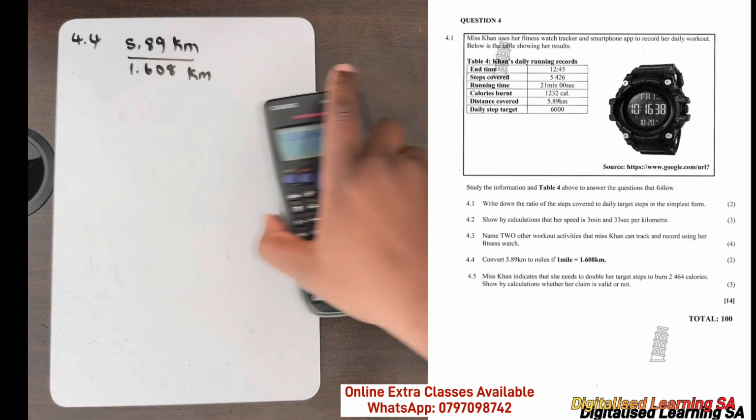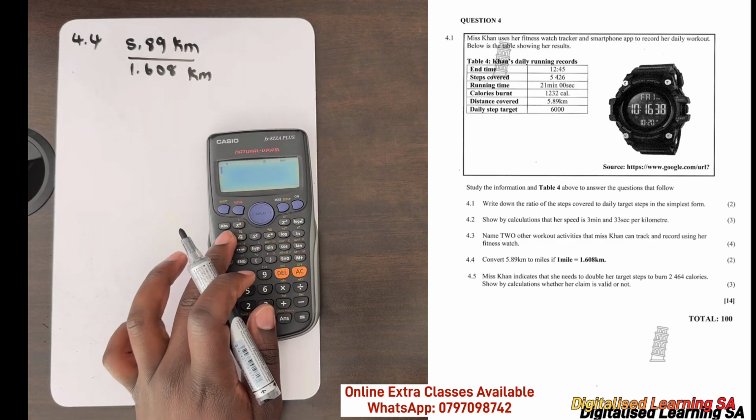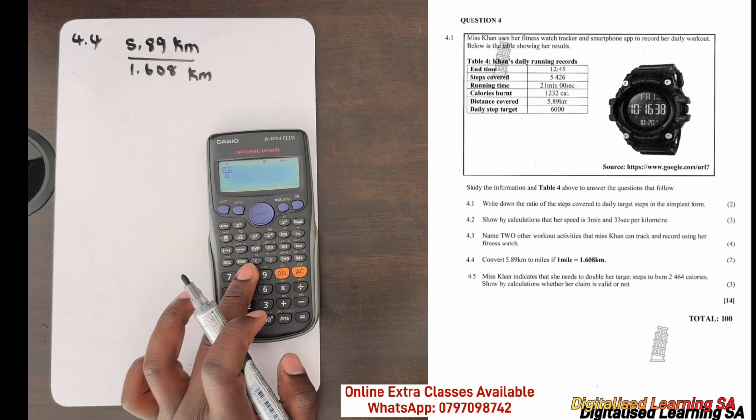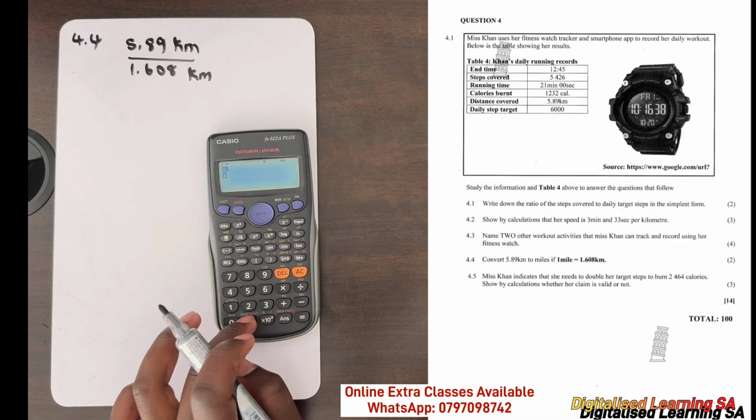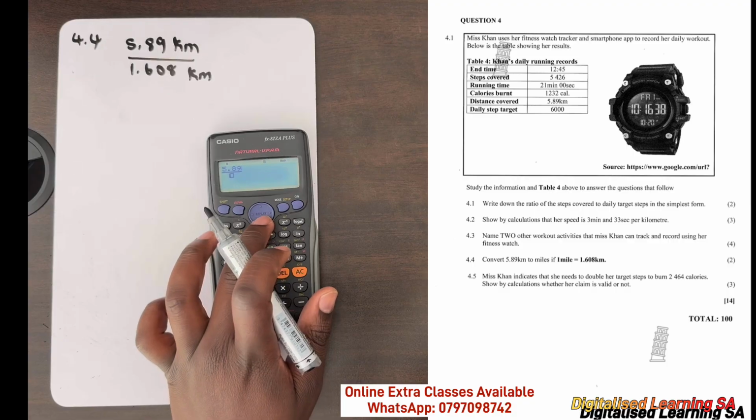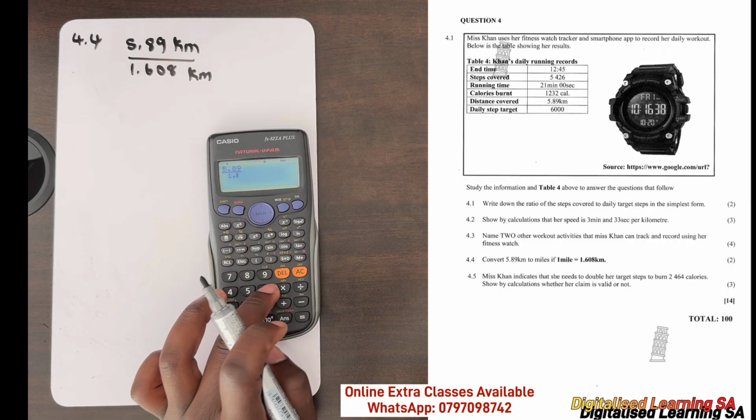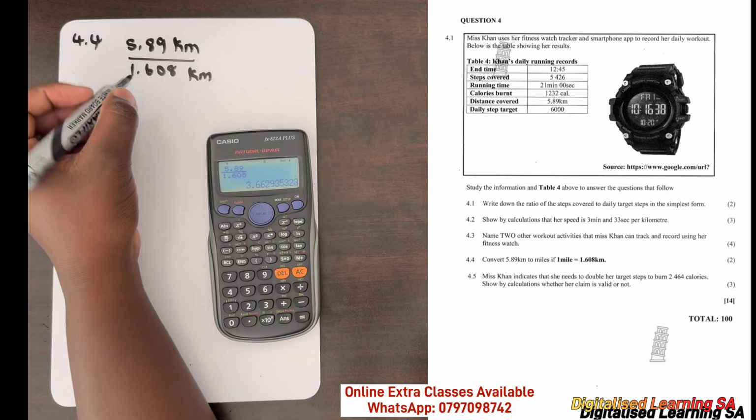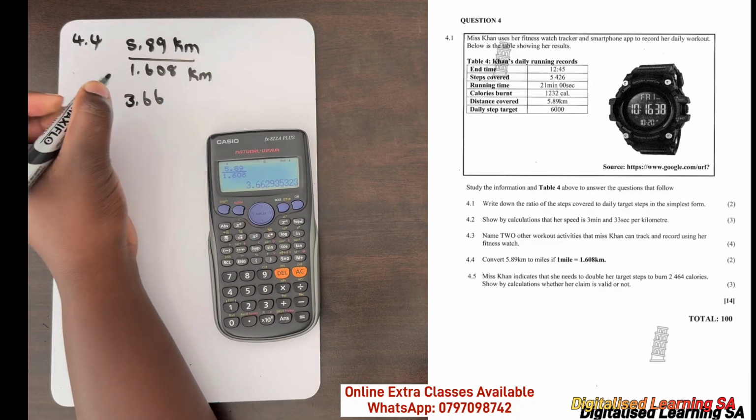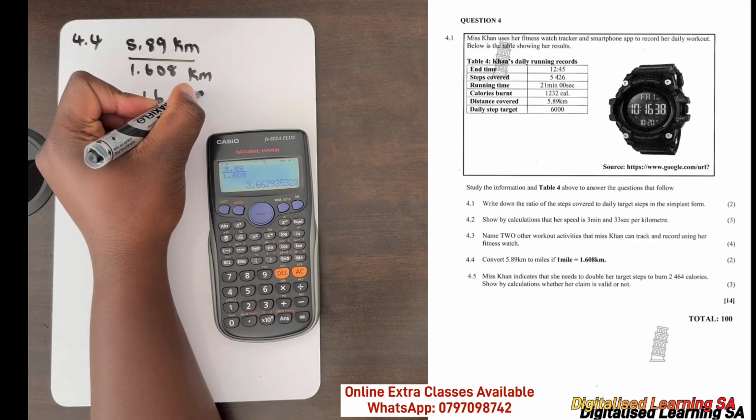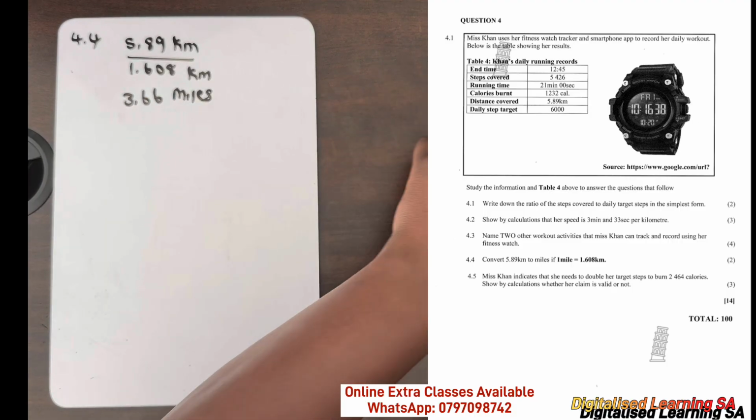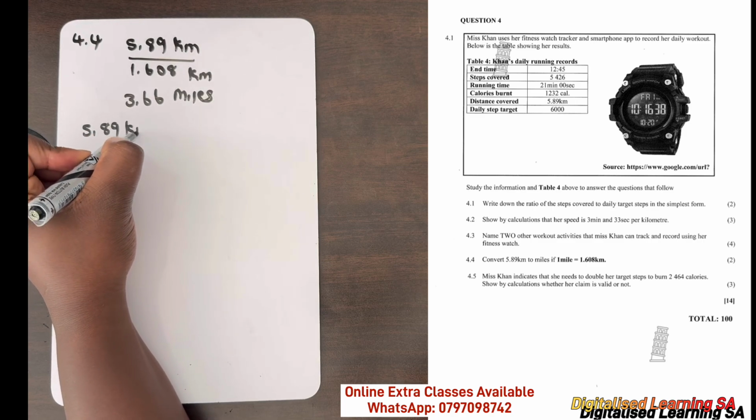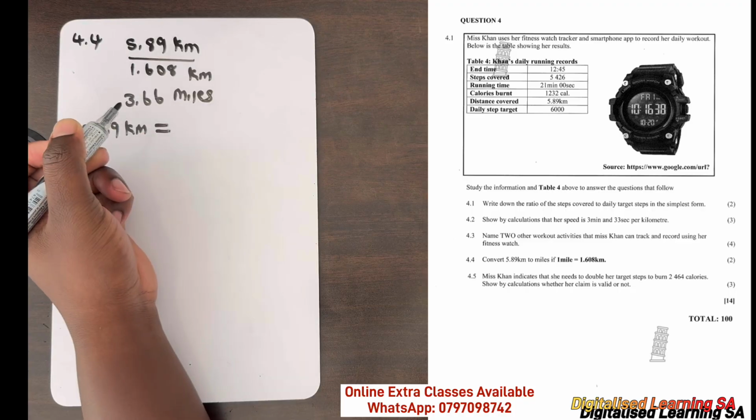And then if we do that, so if we say 5.89 divided by 1.608, we can see that she ran 3.66 miles. What does this mean? This means that 5.89 kilometers is equivalent to 3.66 miles.